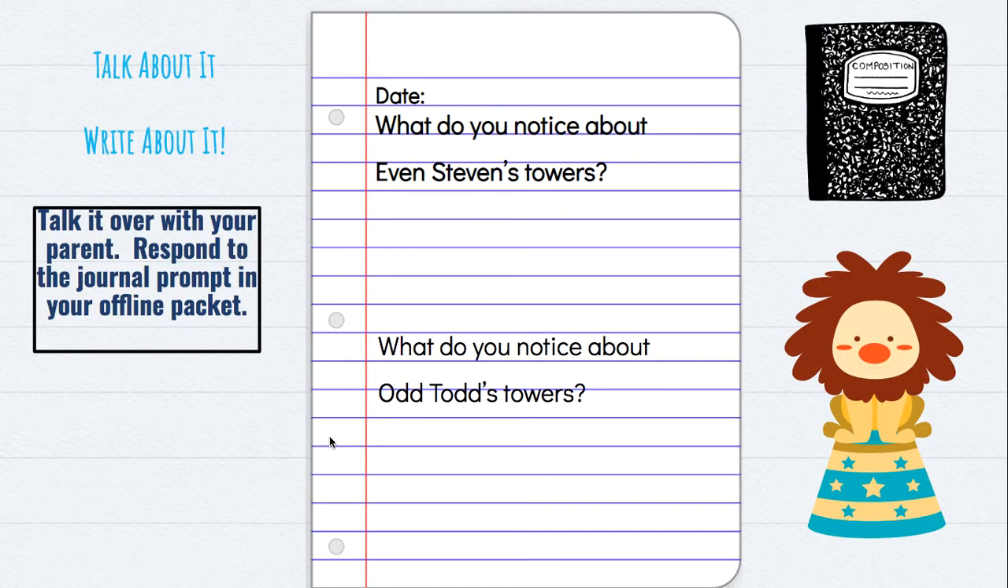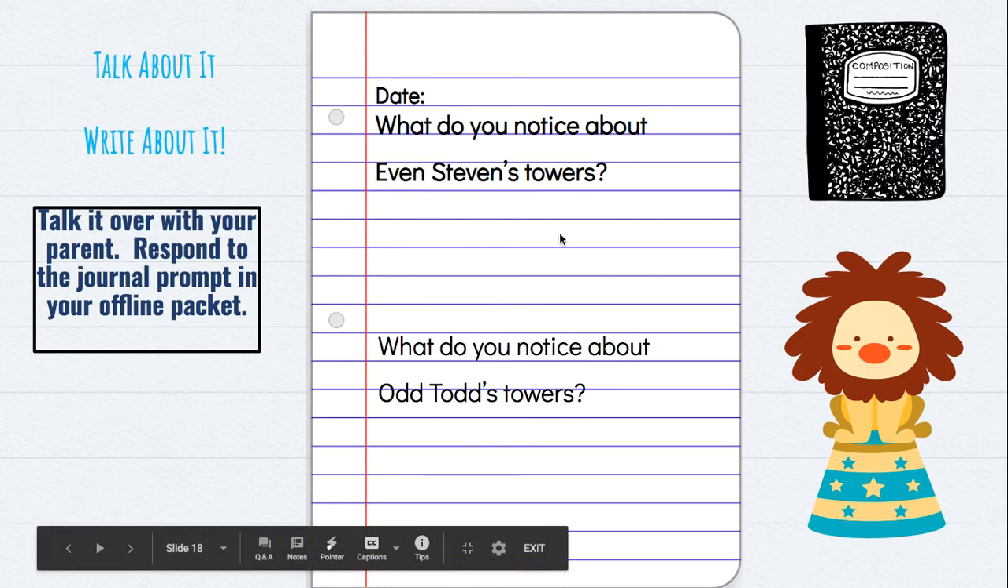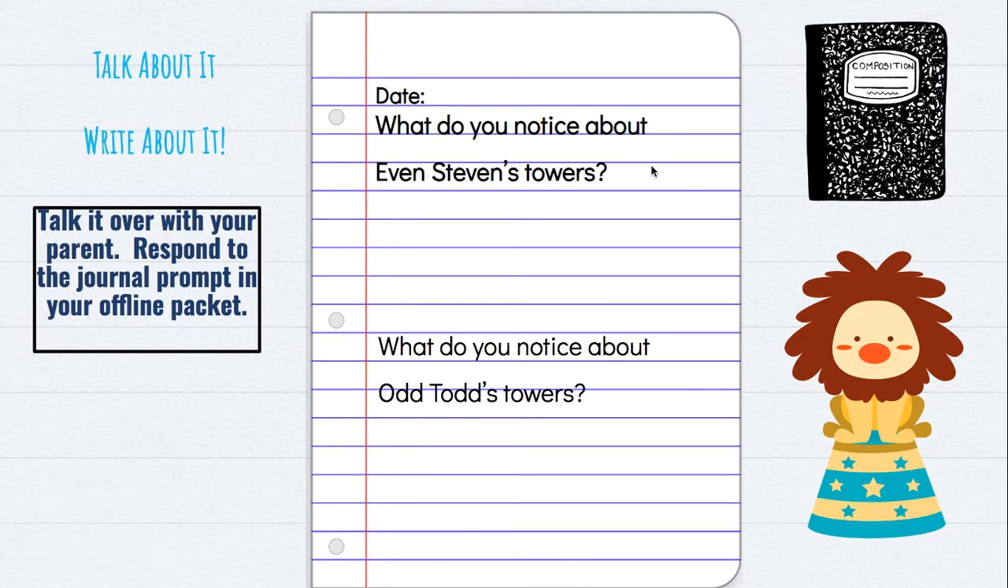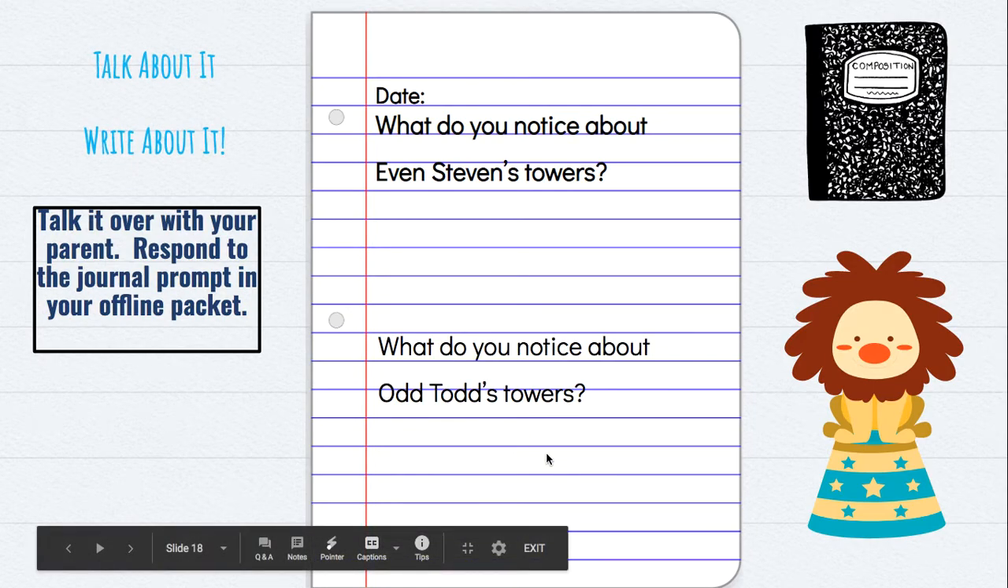After that, you're going to do a talk about it, write about it. So this is your journal for today. You're going to write a date at the top, just like this looks like. You're going to write, what do you notice about Even Steven's towers? And what do you notice about Odd Todd's towers? You are going to talk it over with your parent or someone at home when you are finished.